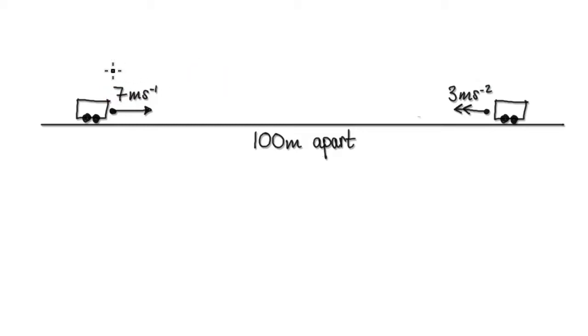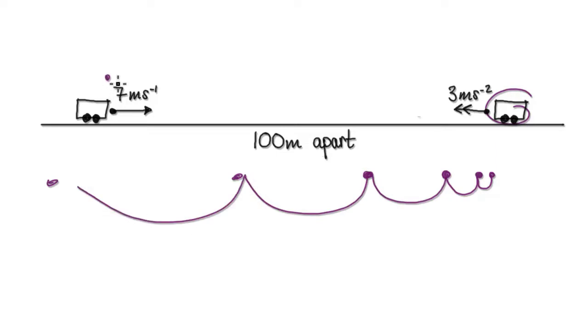In 1 second this car would travel 7 meters, and another second, 7 meters, and so on. It would travel at a constant speed. This car here would travel like this. One second later, it would have done this distance. Another second, it would have done a bigger distance, and another second later, a bigger distance, because it's accelerating. This car will travel at a constant speed.